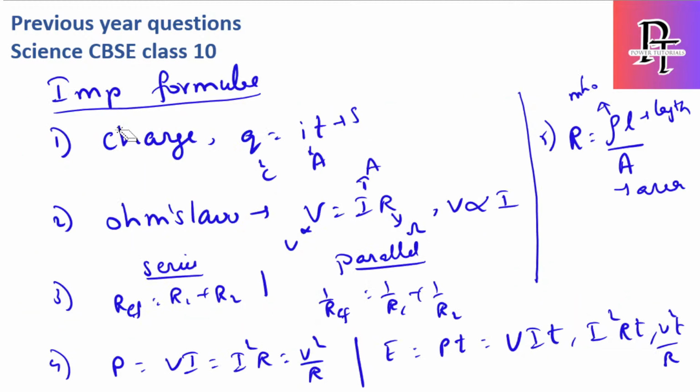So first thing, as I mentioned, important formula. So what is the important formula? First one is charge. Q is equal to IT, where Q, that is charge, is mentioned in coulombs, symbol C, I is current in amperes, symbol is A, and time in seconds, symbol is S.